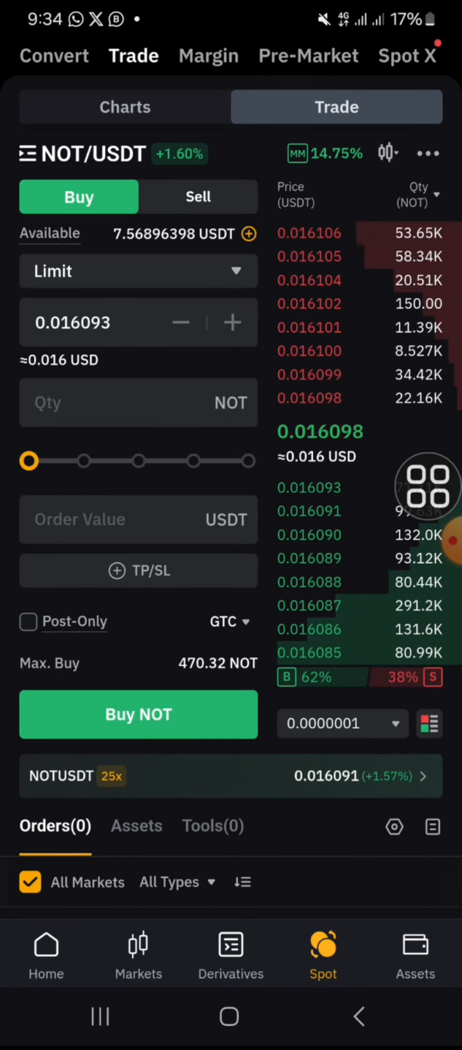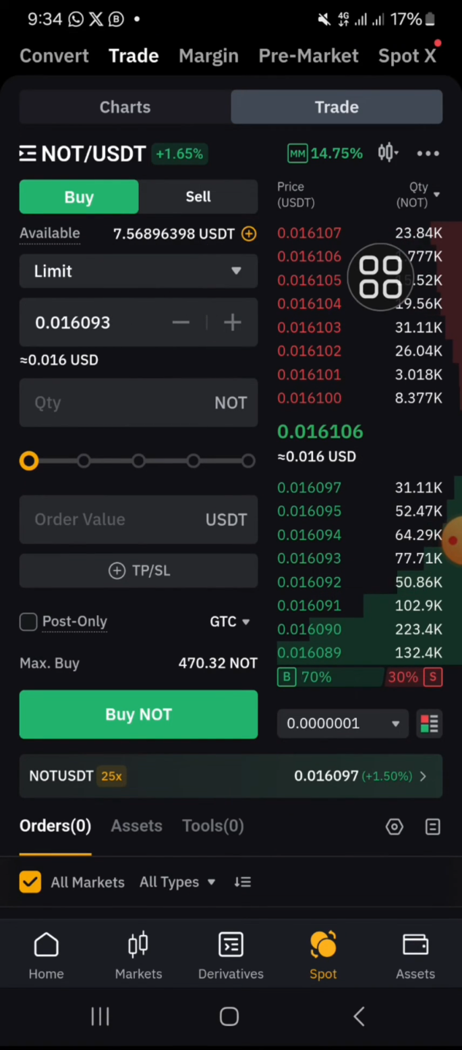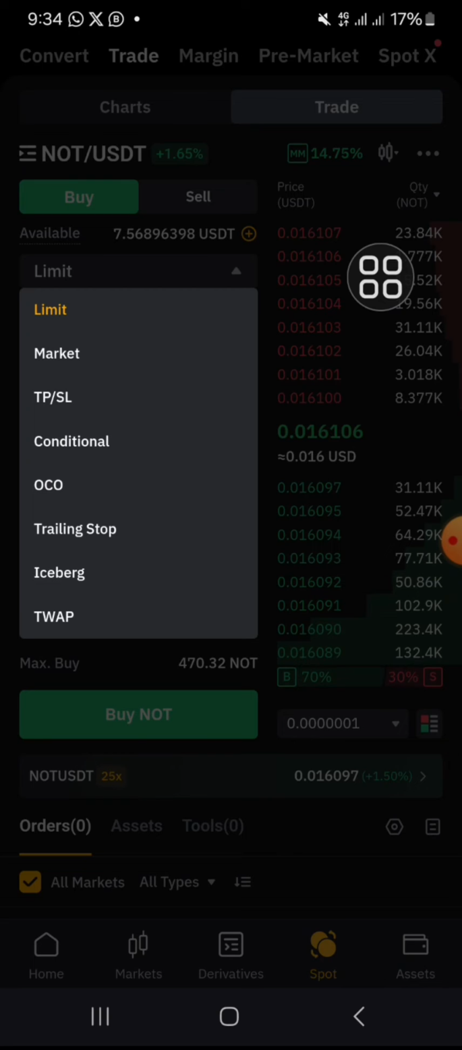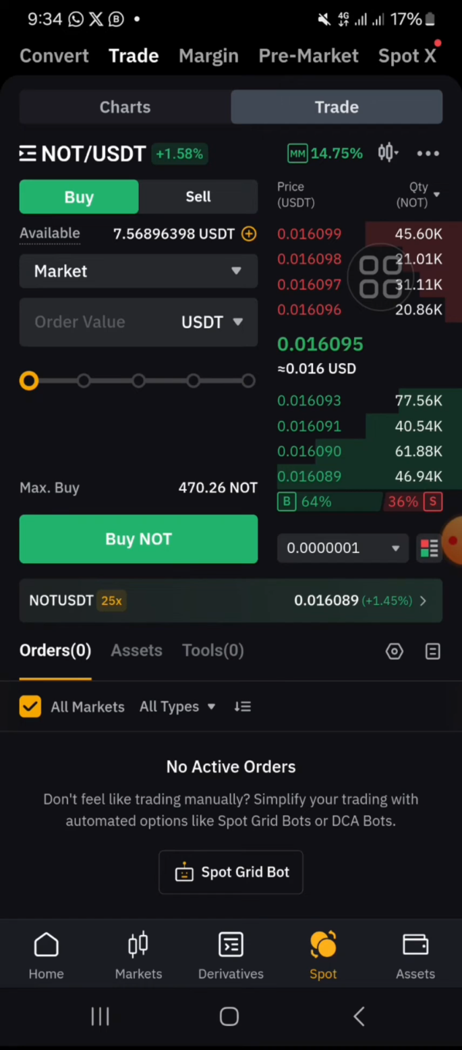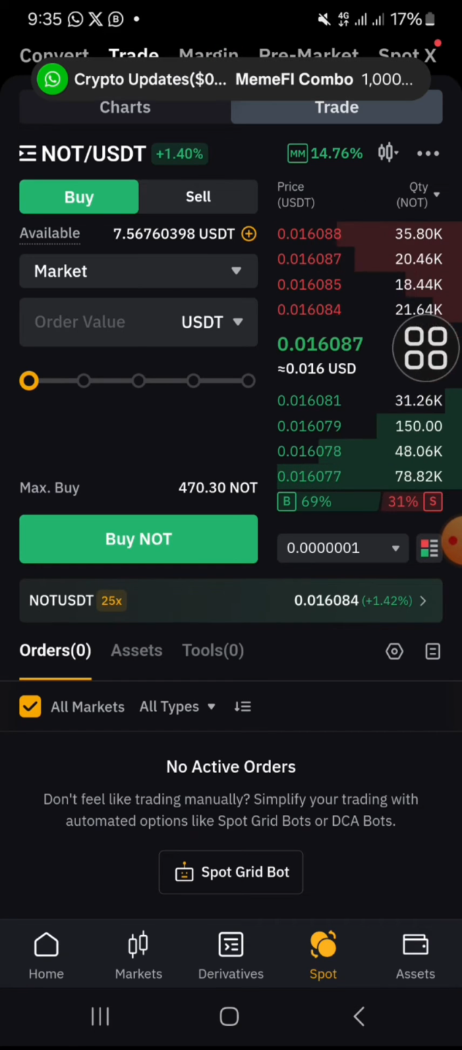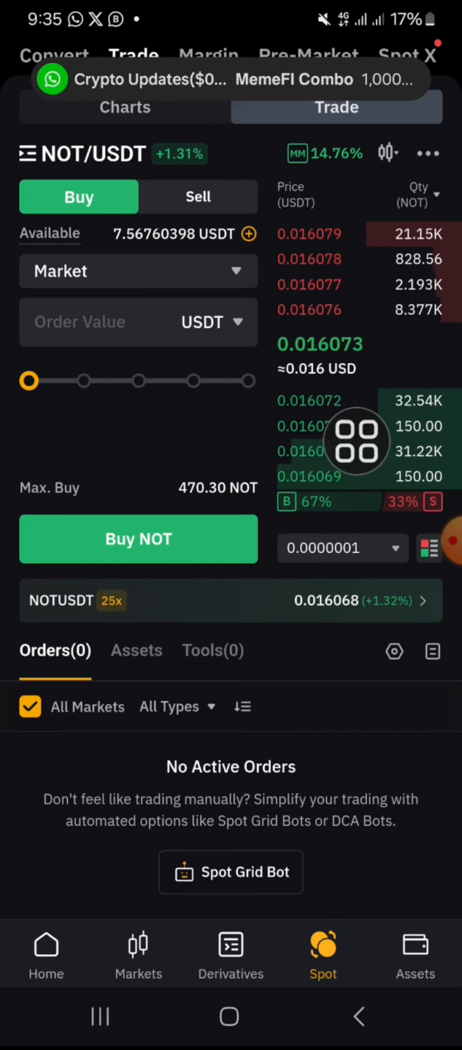Okay, the most important thing is this order. I said there's the limit and the market order. What's the difference? Let me explain the market first. The market order is when you want to buy, like now, I'm using Notcoin USDT. You want to buy Notcoin at the current market price. On my order book, this place shows people that are currently selling and the prices they want to sell at. That place shows people that are currently buying.